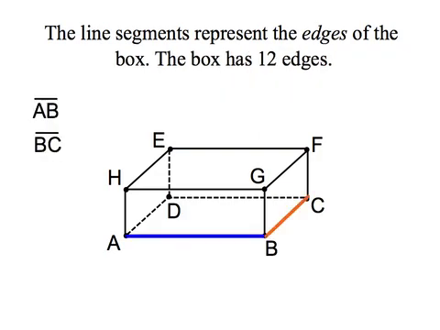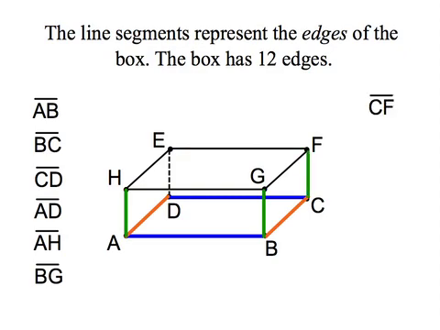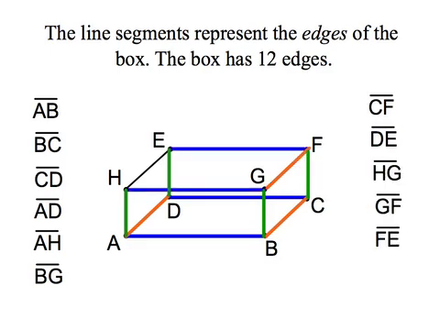There's 1, 2, 3, 4 along the bottom of the box. 5, 6, 7, 8 for a total of 4 more, which are all the same length, and so that's why I've colored them green. And then the top 4 edges are shown. And there are all 12 edges of this box.